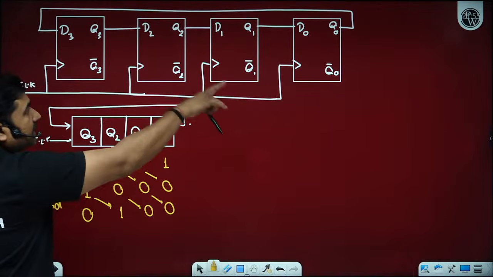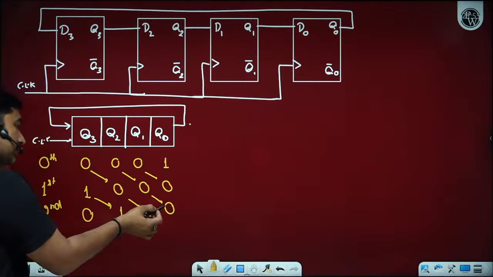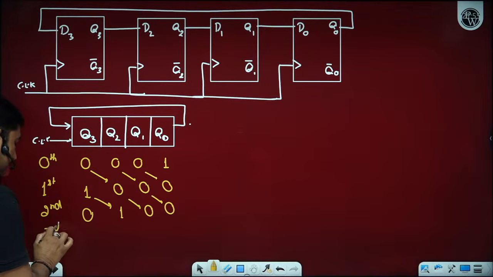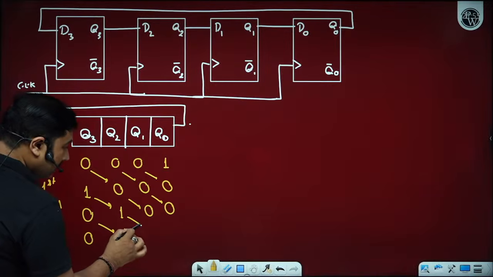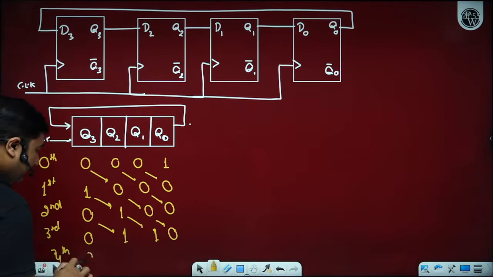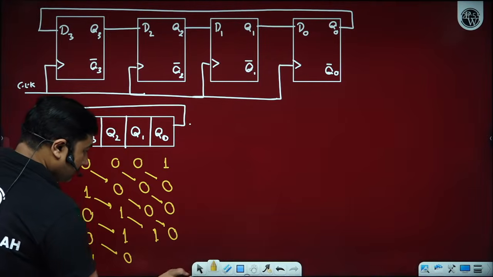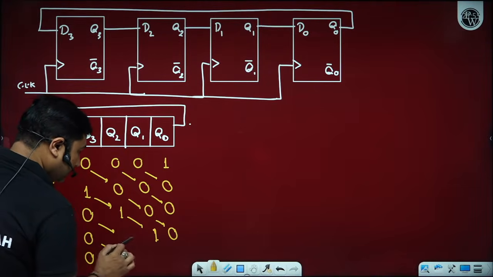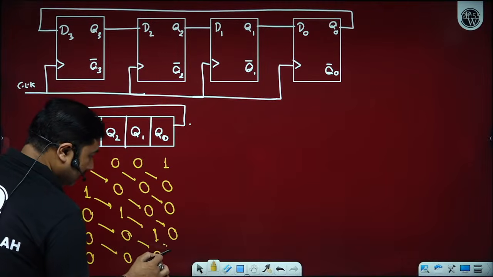We all have studied about the shift register. Okay. So this 0 again. This 0 is shifted here. This 1 is shifted here. This 0 is shifted here. On to the fourth clock, what happened? 0, 0. I'm sorry for this. This is 0, na? 0 and 1.